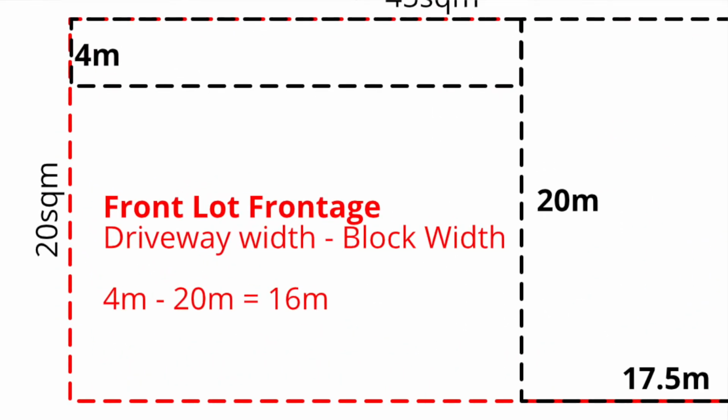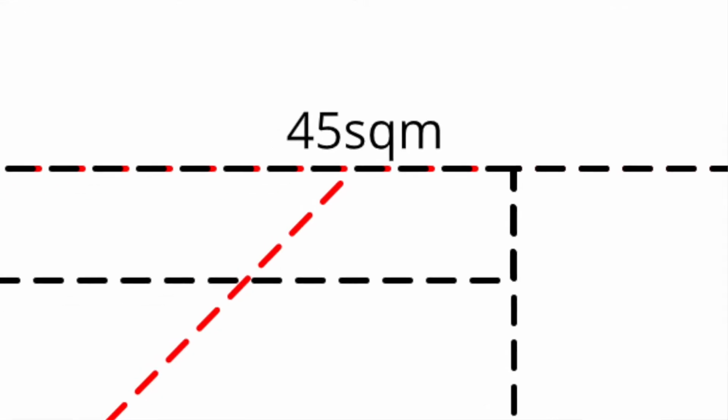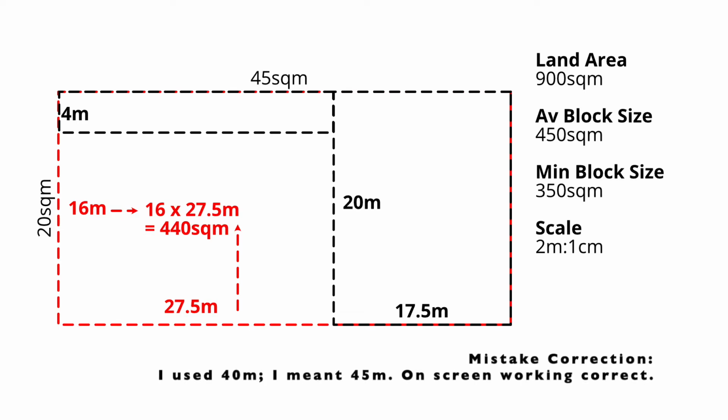Remembering that because of the driveway, the front lot has become narrower. So we do 20 meters minus the 4 meters of driveway, and that gives us 16 meters of width. But how do we work out the span of that lot? Well, that's pretty simple. We take the entire length of the block, which is 40 meters, minus the 17.5 meters which we've taken off for the rear lot. This gives us 22.5 meters, times the 16 meter frontage, which effectively gives us 360 square meters. Because both lot sizes are 350 and 360, this site would be considered compliant, and therefore we should more than likely be able to subdivide it.